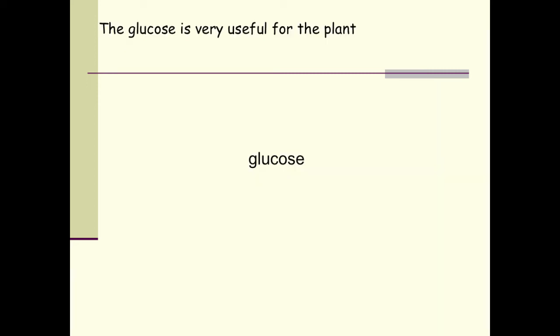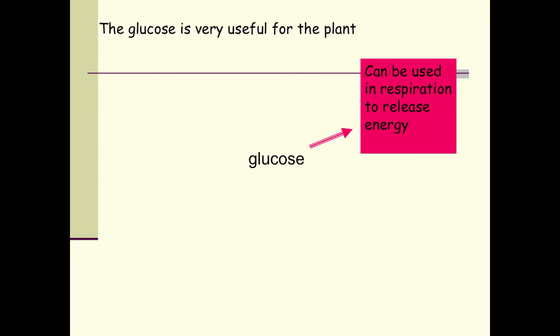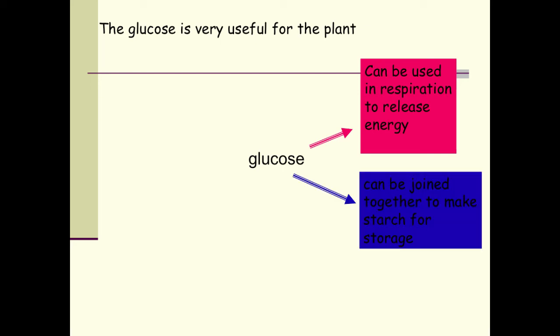The glucose is very useful for plants in many ways. First thing is it can be used in respiration to release energy. Now, when you hear the word respiration, you tend to think of breathing. Well, plants breathe, kind of, but in a different way. They take in and release different types of gases. They take in carbon dioxide and release oxygen. Even though they don't have lungs, they still do gas exchange. And so that's what we mean by respiration.